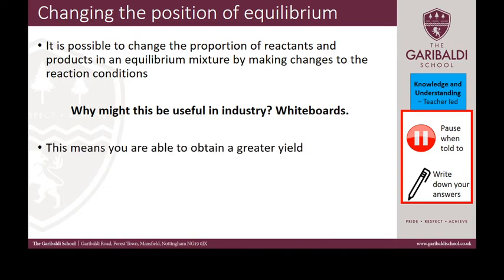What I wanted you to say is, this means you are able to obtain a greater yield. Yield means amount, meaning your product, you are able to produce a larger amount of product. And we call this changing the position of the equilibrium, because remember, companies always want to make money. That is their bottom line. They don't do things because they have to. They do it because they know they will make a profit. So the larger profit they can make, the greater yield, the better for them.